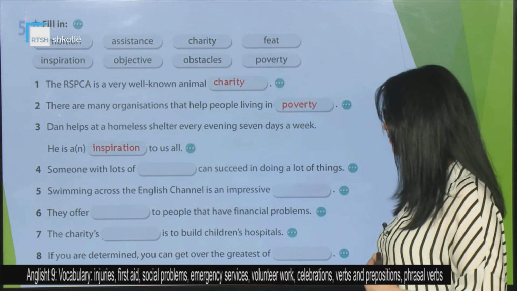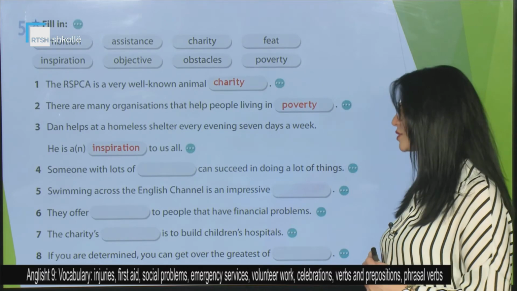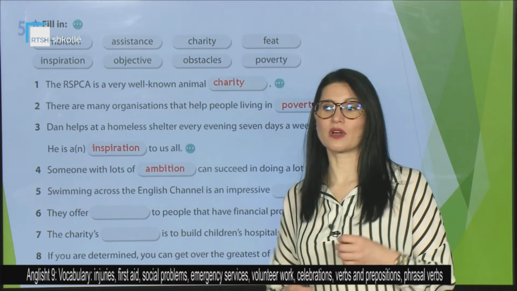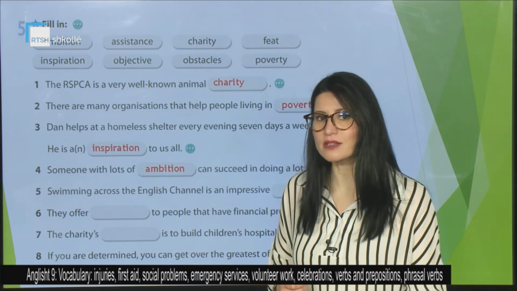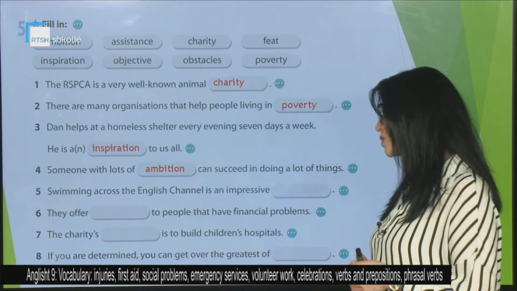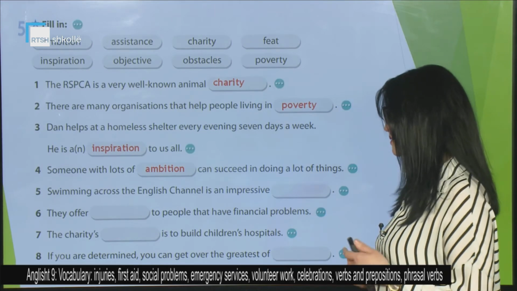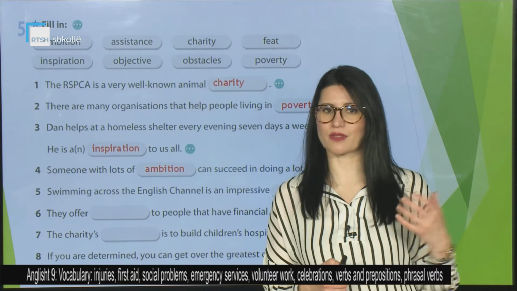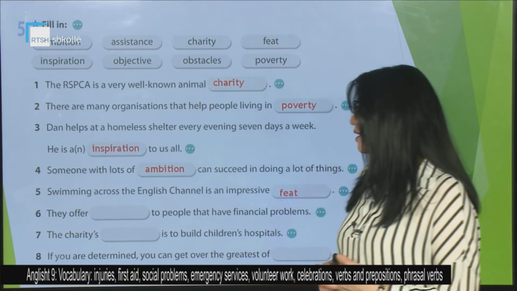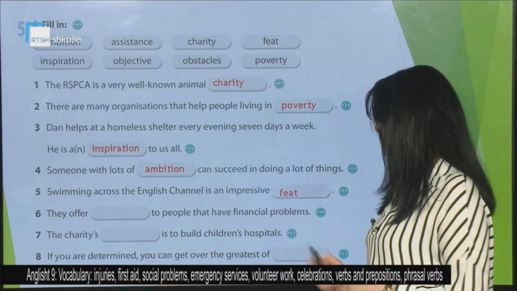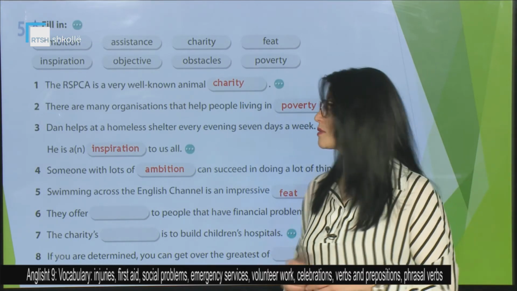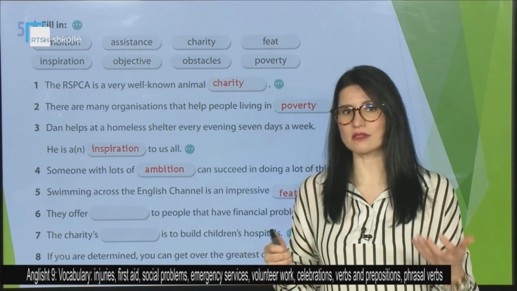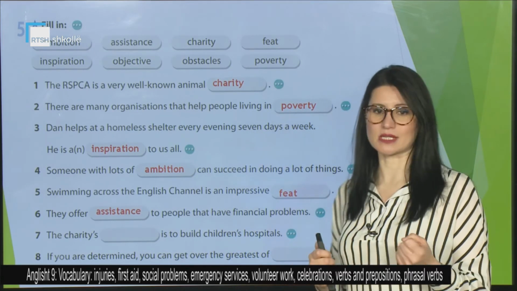Someone with lots of ambition can succeed in doing a lot of things. A person with lots of ambition, or with a great desire to do something. Swimming across the English Channel is an impressive feat. So it is an impressive activity. It is a dangerous and thrilling activity. They offer assistance to people that have financial problems. So what is the word here? Maybe help or aid. So it is exactly assistance.